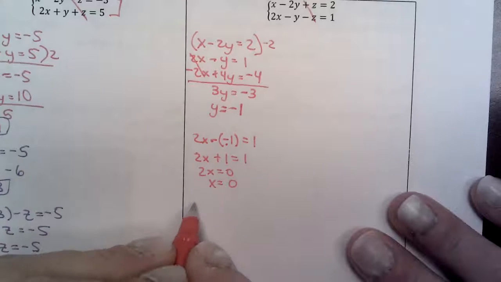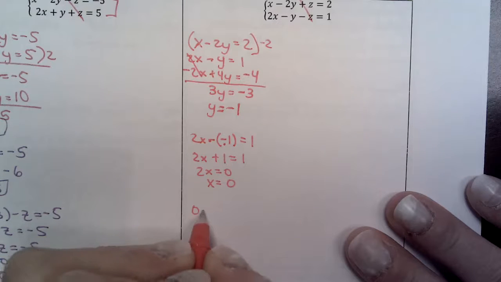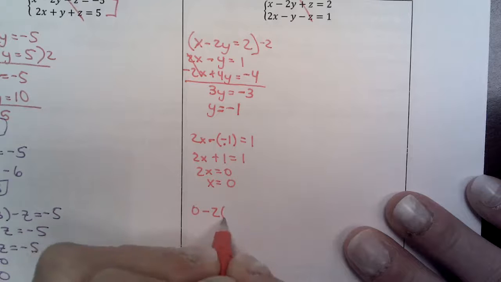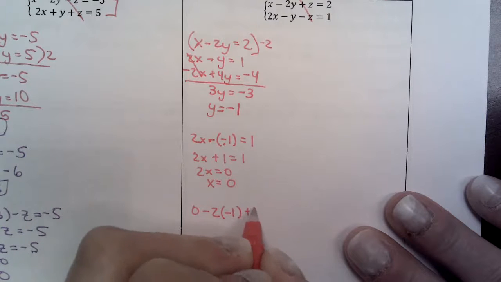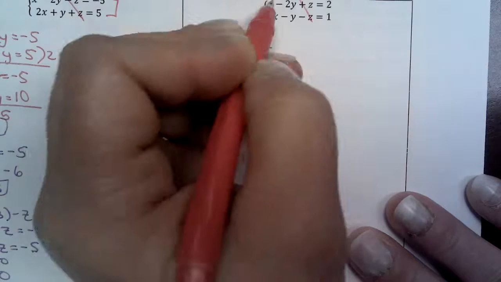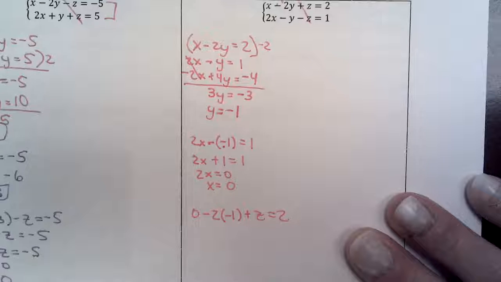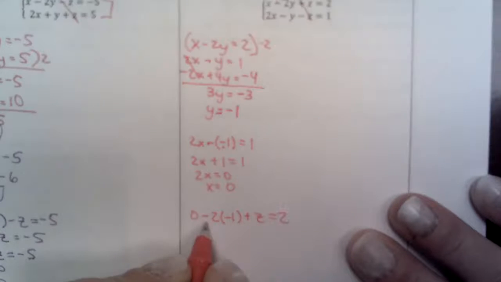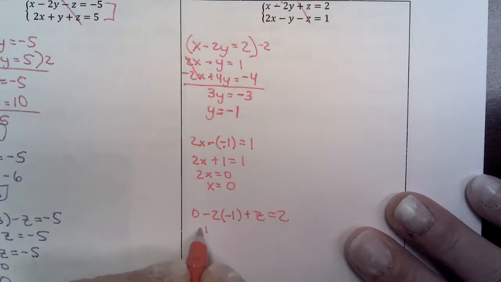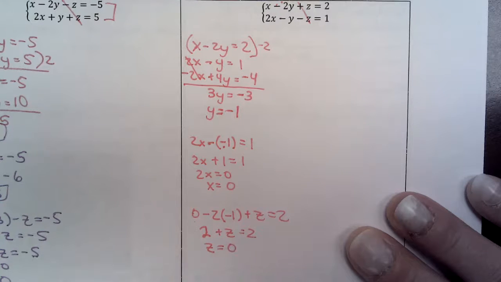Okay, and then my last one, I'm going to plug in my x and my y. So x minus 2 times -1 plus z equals 2, and I'm just using one of these two. It doesn't matter which one. Okay, so that's going to be 0. That's going to be a positive 2 plus z equals 2. And I get z equals 0. So my answer there is 0, -1, 0.